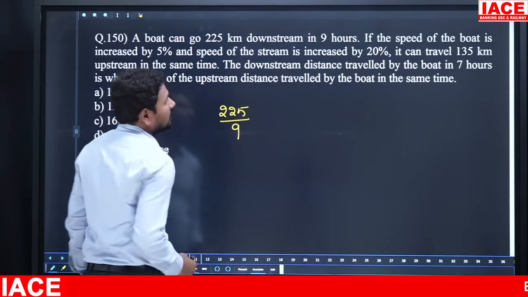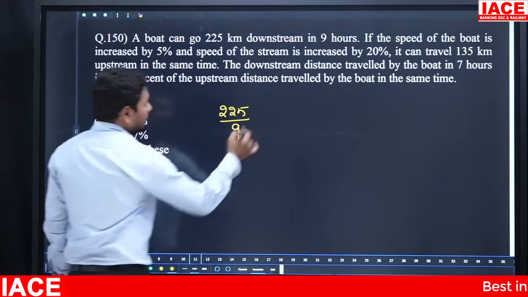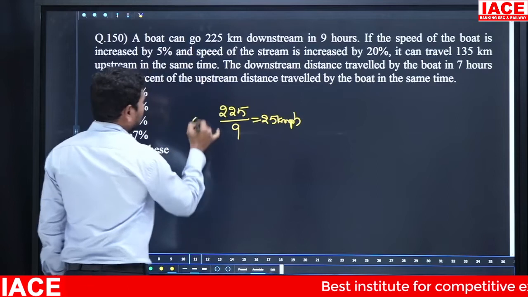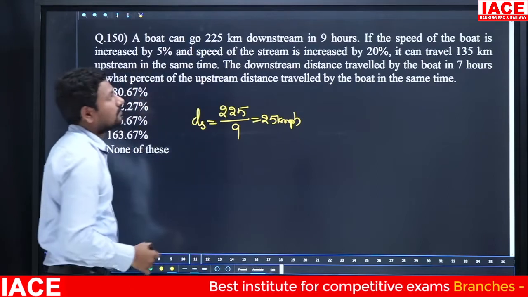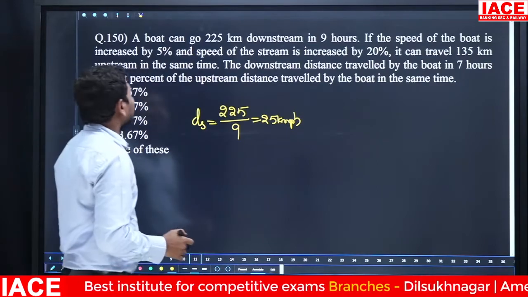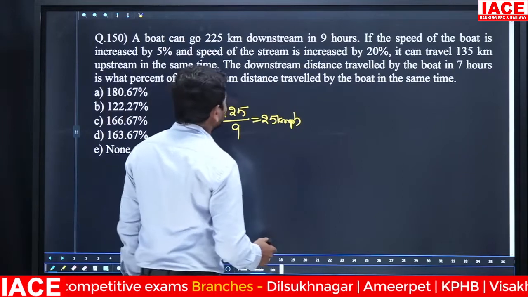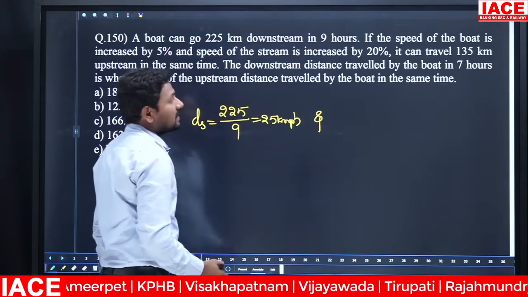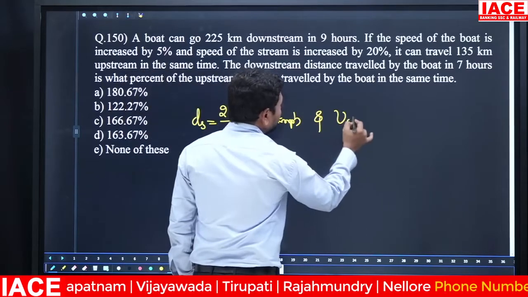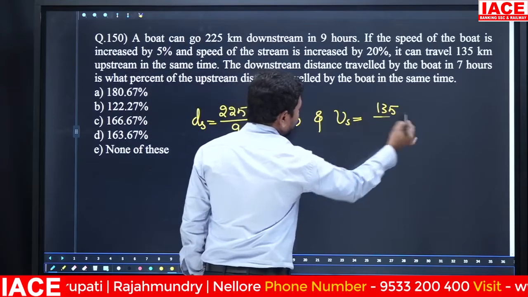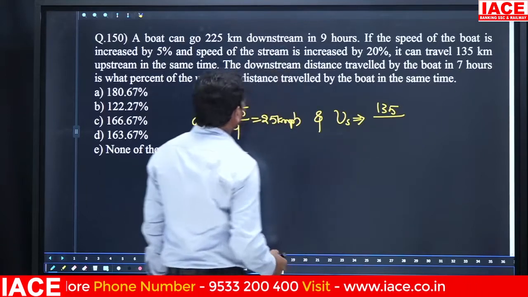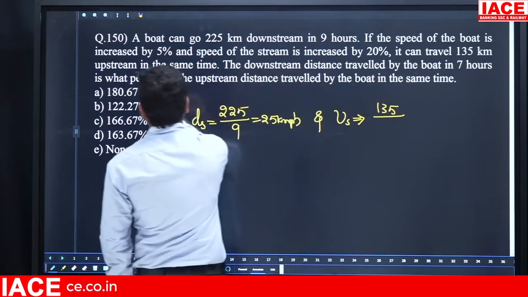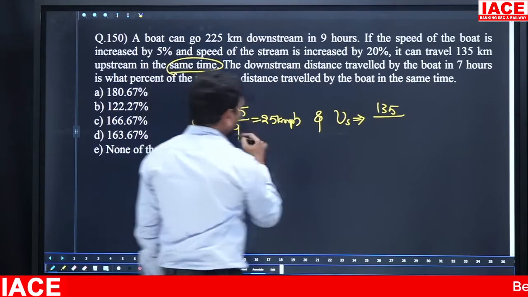Next, a boat can go 225 kilometers downstream. That means you will get a downstream speed, which is equal to 25 kilometers per hour. 25 kilometers per hour is the downstream speed of the boat. If the speed of the boat is increased by 5% and the stream is increased by 20%, it can travel upstream. Upstream is how much? 135 kilometers. The same distance, 135 kilometers upstream, in the same time. The same time is how many hours?